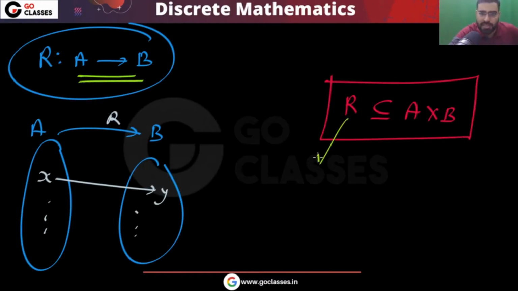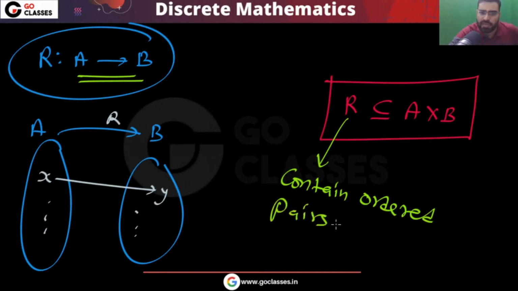So it simply means that this relation will contain ordered pairs, because this is a subset of A cross B, and you know what A cross B is. A cross B is the set of all ordered pairs where the first element is coming from A, and the second element is coming from B. So this is your A cross B. Now every relation from A to B is a subset of A cross B.